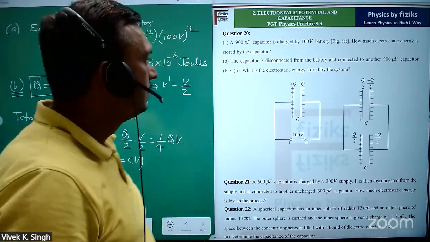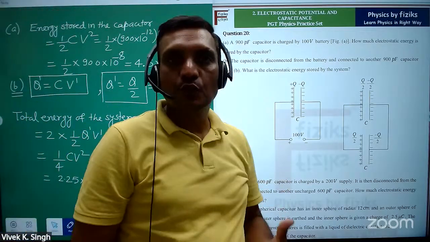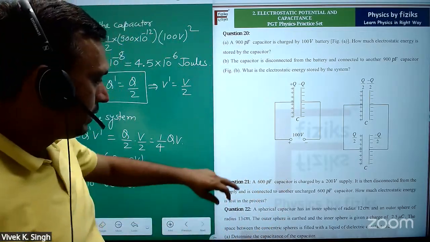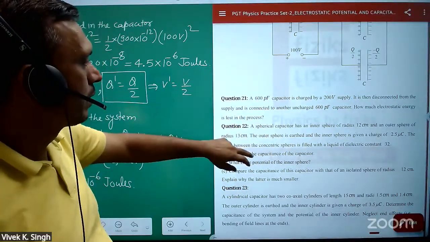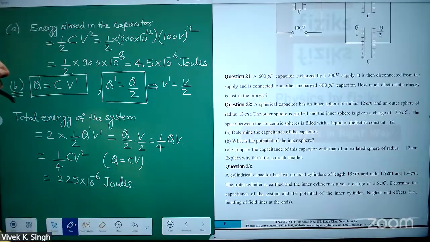Okay? So that is a question based on energy stored in a parallel plate capacitor. Now question number 21. Try to solve question number 21.